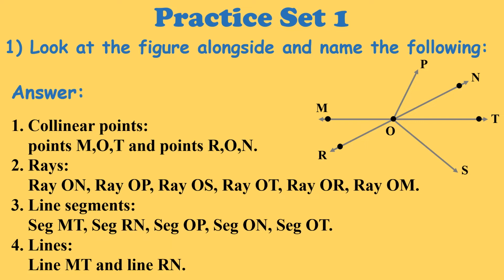And the last thing which we have to find is the lines. So there are only two lines given in this figure. They are line MT and line RN.